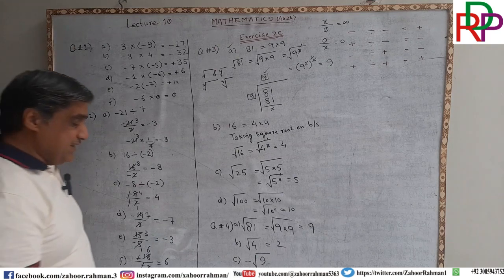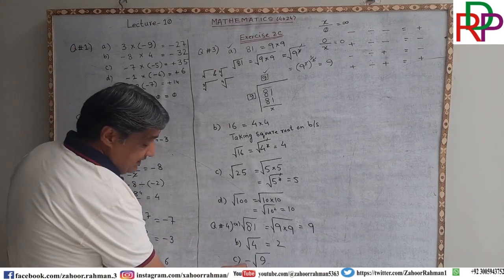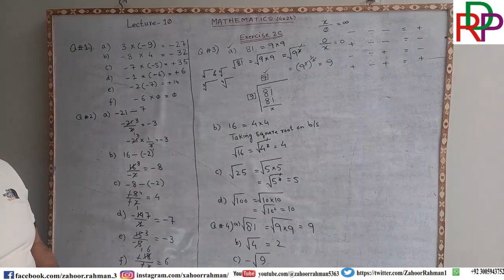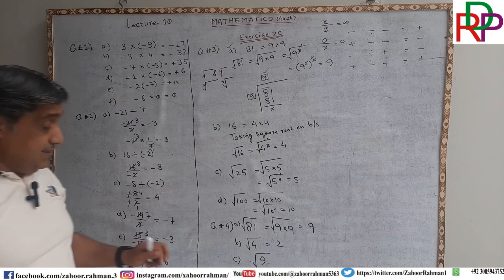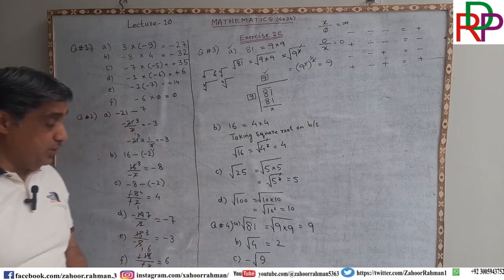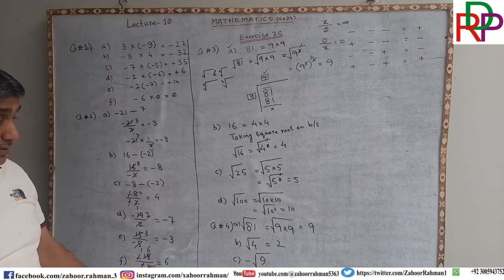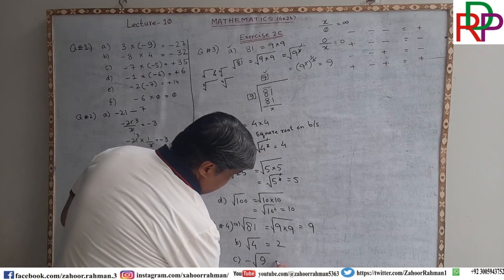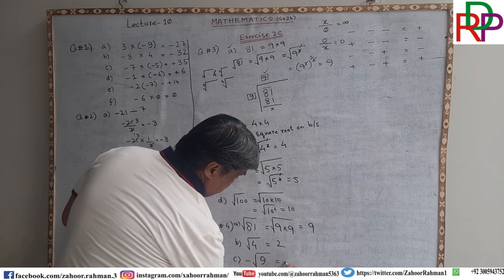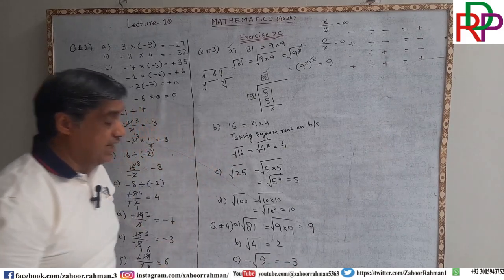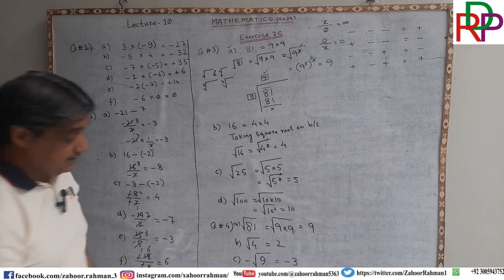Whenever people think there is a negative symbol with the square root, so it is not possible. When the negative symbol is outside of the square root, it is possible. But when the negative symbol is inside the square root, then it is not possible. So minus will come on its place, and the square root of 9 is 3.